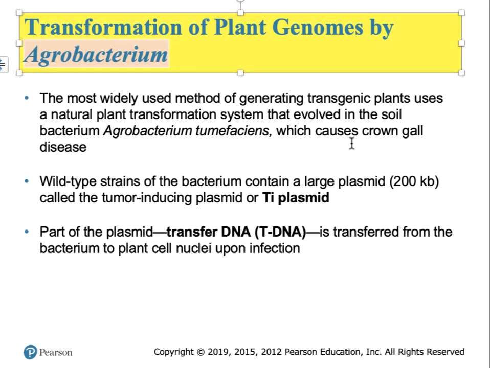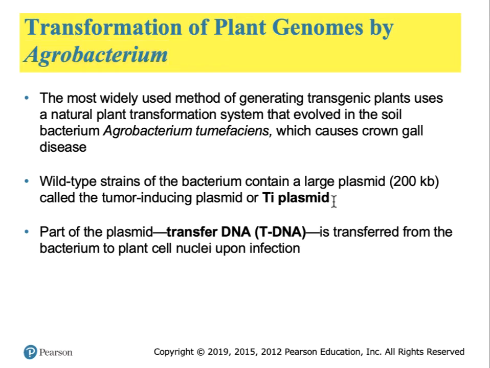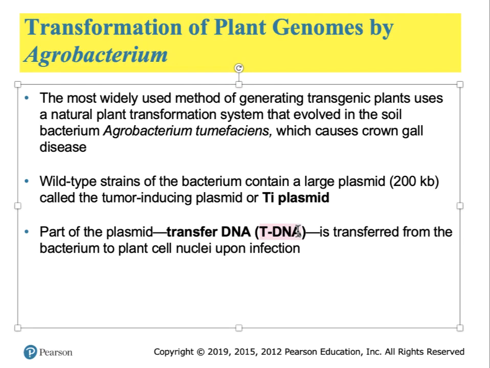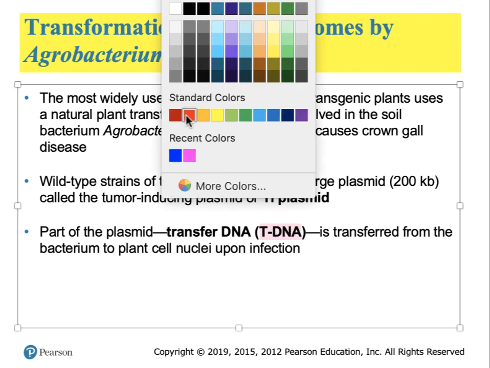These root tumors can extend above the soil, and at that point they're known as crown gall disease. The entire plasmid is known as Ti plasmid for tumor inducing, and the part of the plasmid that's given over to the plant cell to make it misbehave is called the transfer DNA or tDNA. This was mentioned in another chapter of this textbook in a different context.